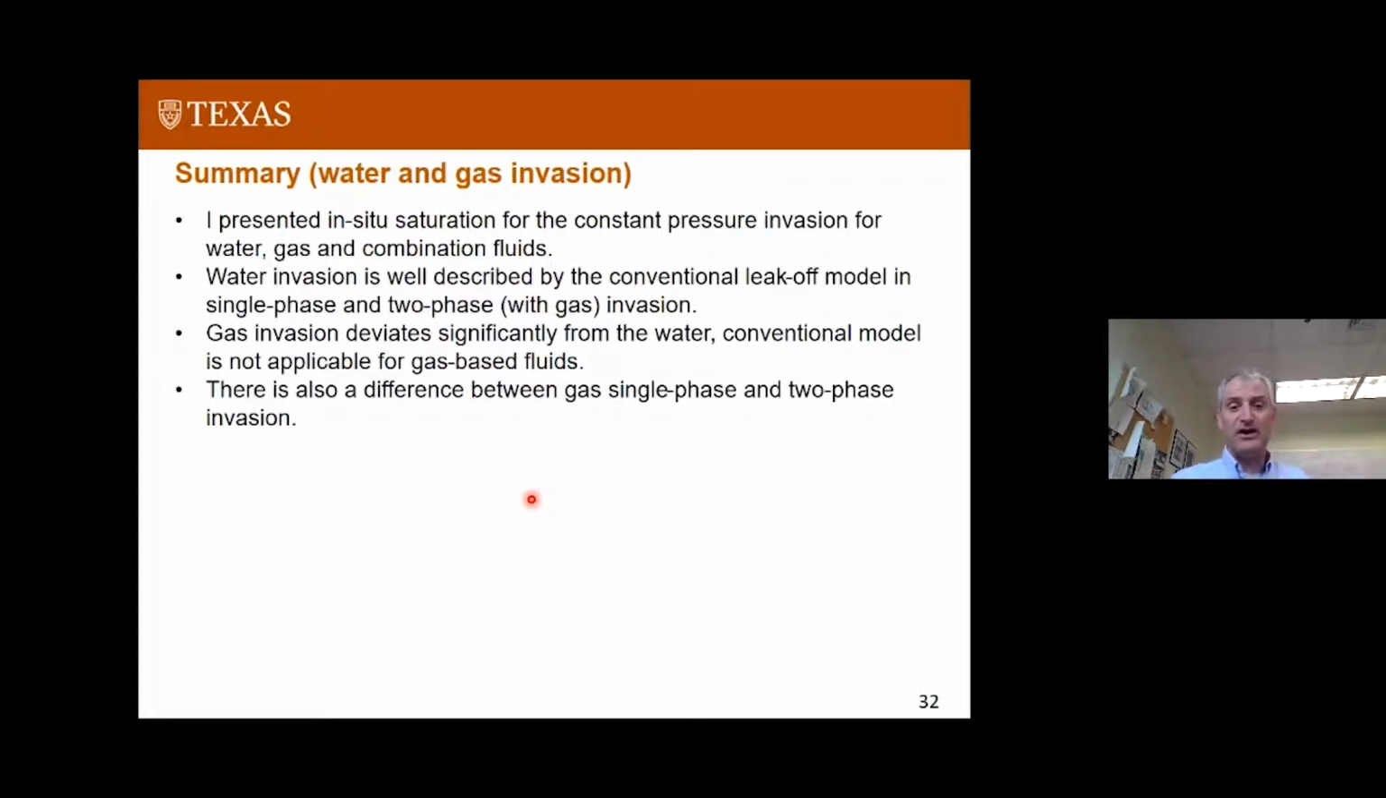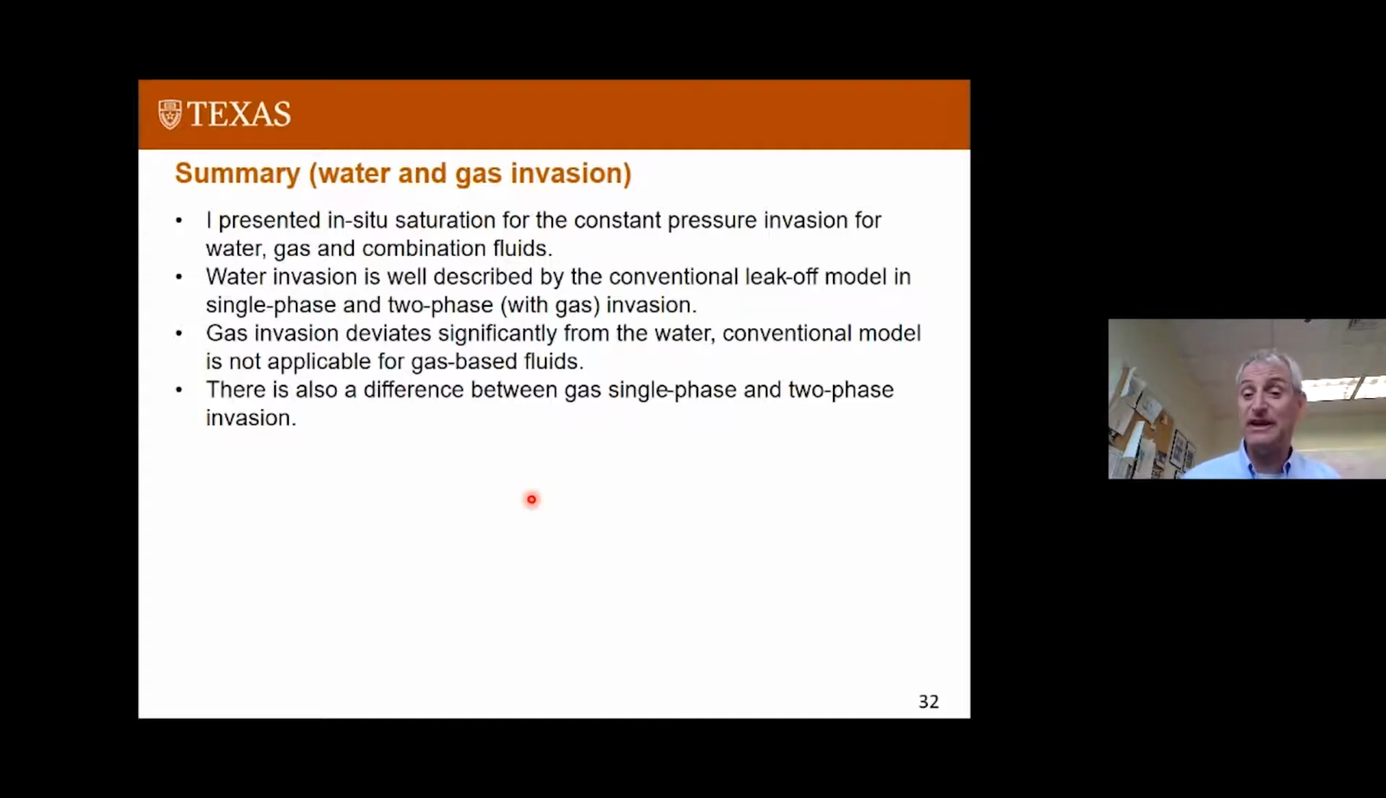So, summary for water and gas invasion. What I've done today is present in situ saturation for the constant pressure invasion for water, gas, and combinations where you're going to do both water and gas. The water invasion is well described by the conventional leak-off model, in single phase and two-phase invasion. The gas invasion deviates significantly from the conventional water model. It doesn't seem to be applicable for gas-based fluids. We may need a different gas invasion model.